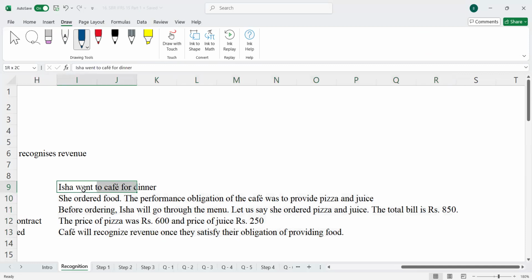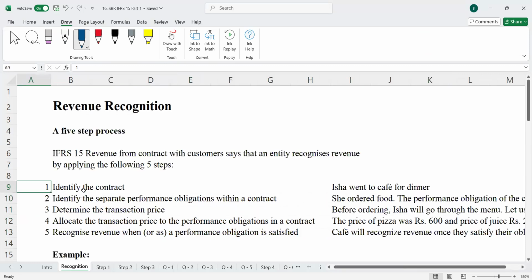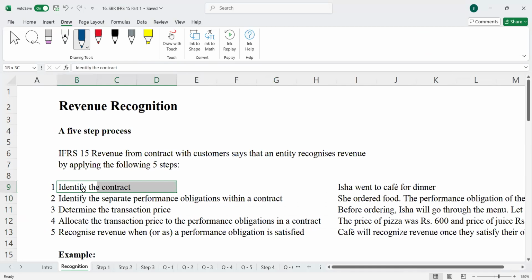You went to a cafe for dinner. This is identify the contract. It's not always necessary that you enter into a written contract every time. If you want to travel in a flight, you book an air flight ticket. The moment you book and pay for the air flight ticket, it means you have entered into a contract with the airline industry.